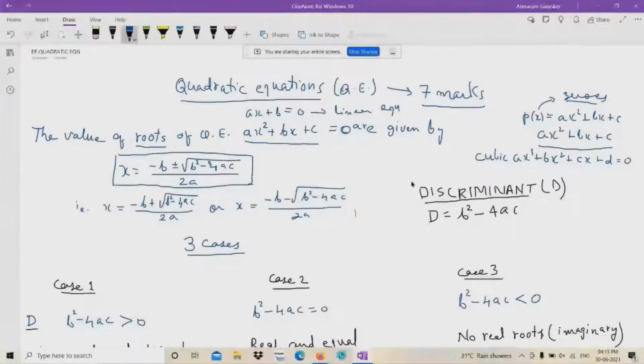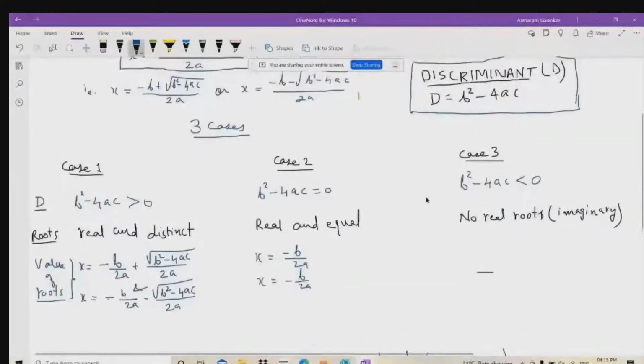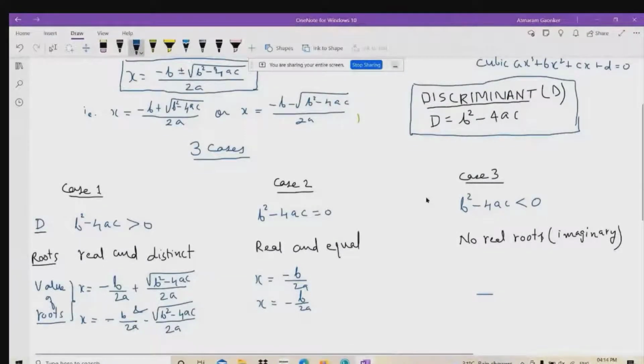So we have to understand what is called the discriminant, and the discriminant is very, very important, because you will be asked questions based on it. The discriminant is nothing but the term under the square root, that is b square minus 4ac. D is equal to b square minus 4ac is called the discriminant. Now the next part is equally important as this one. Because of this discriminant, we have got three cases: case 1, case 2 and case 3.